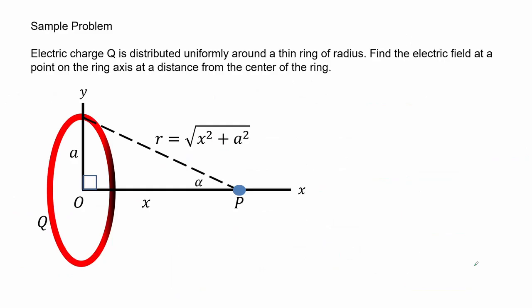Sample problem. Electric charge Q is distributed uniformly around a thin ring of radius a. Find the electric field at a point on the ring axis at a distance x from the center of the ring.